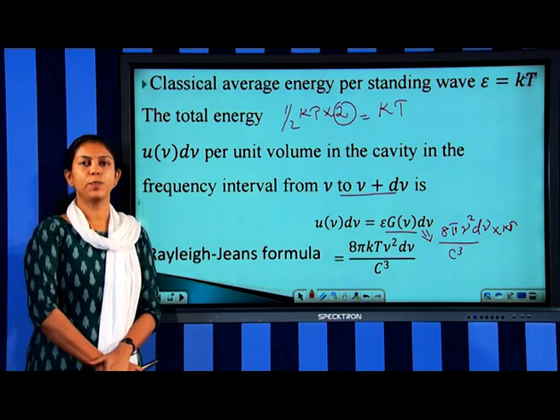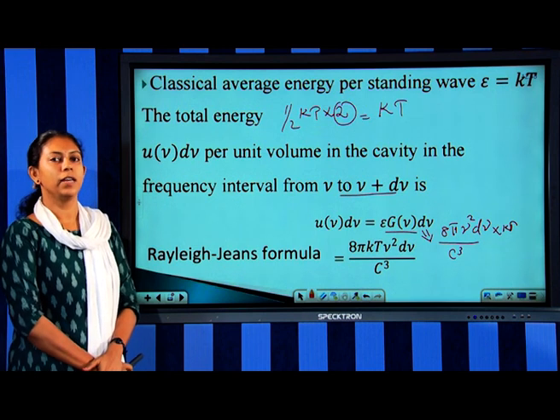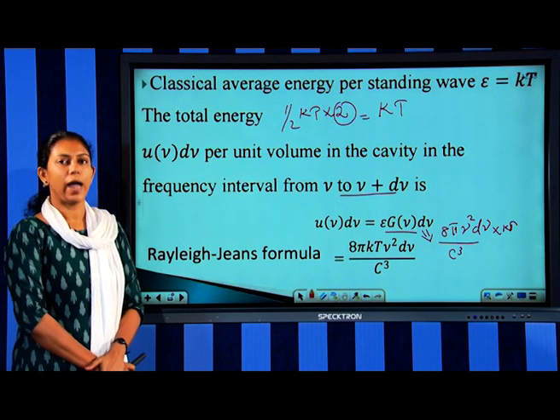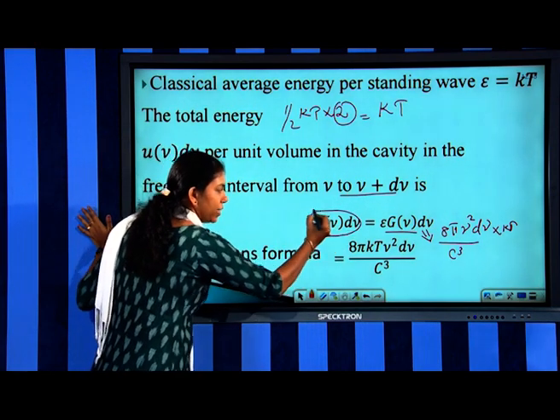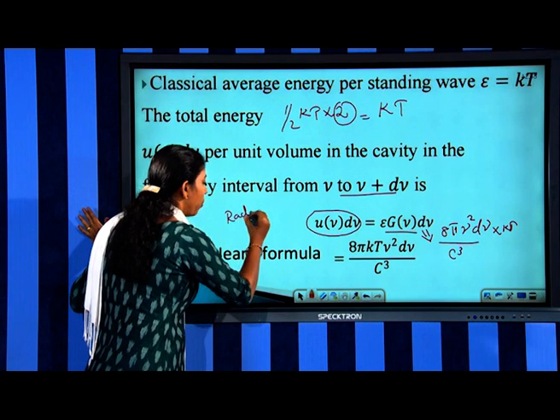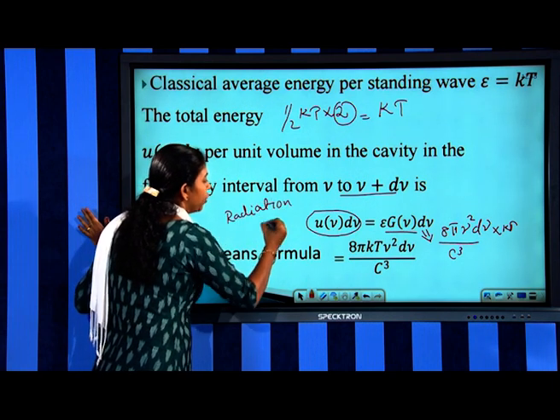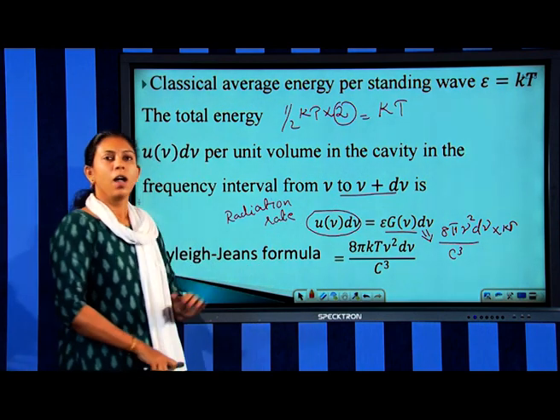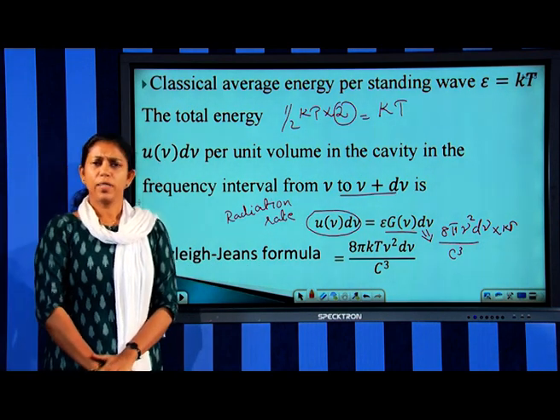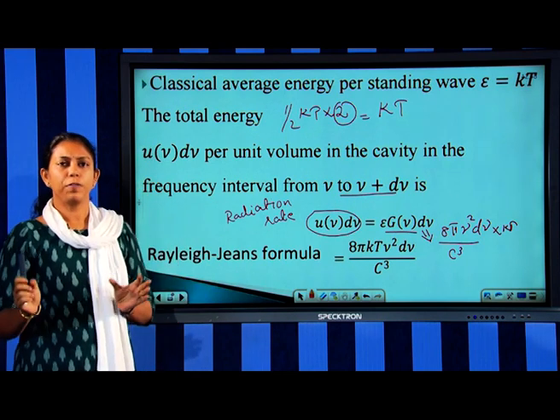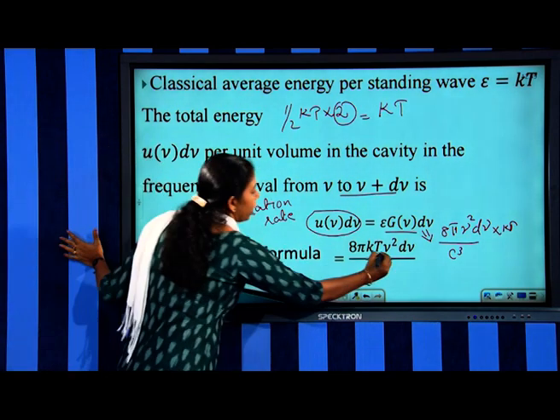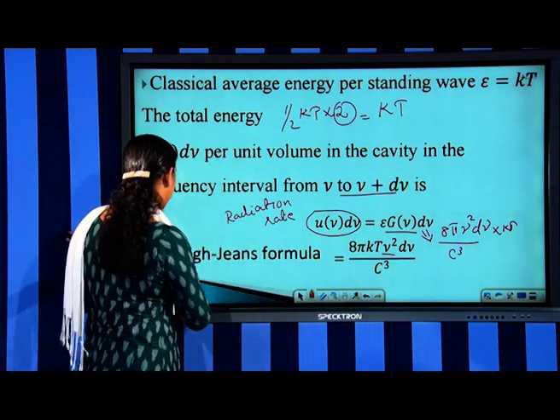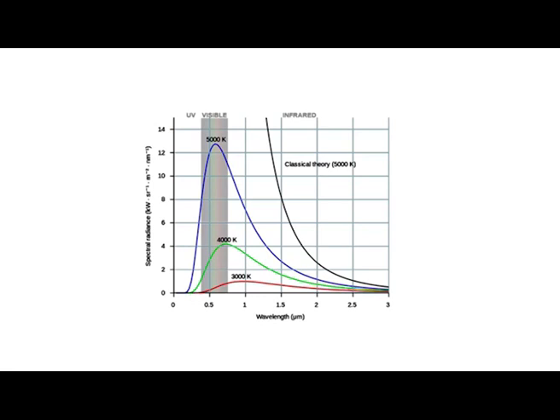The radiation rate is proportional to this energy density for frequencies between nu and nu plus d nu. From the equation it is clear that as the frequency increases towards the ultraviolet end of the spectrum, the energy density increases as nu square. And this is the spectral distribution of a black body.